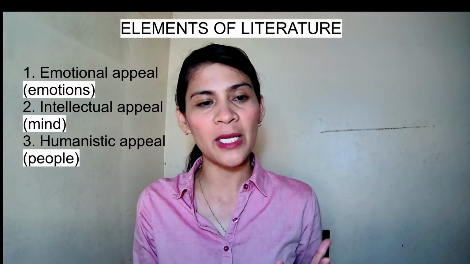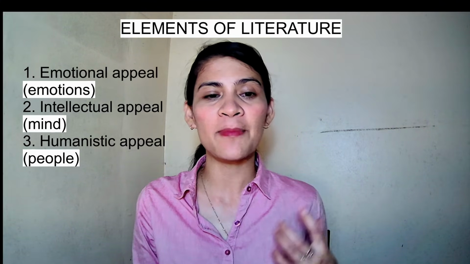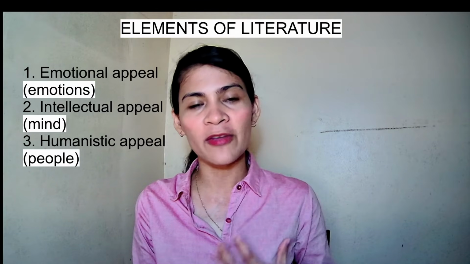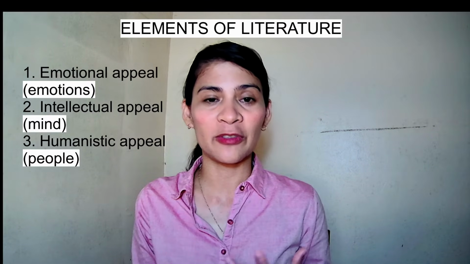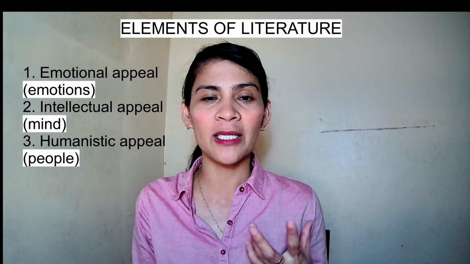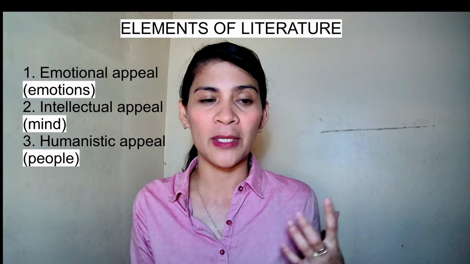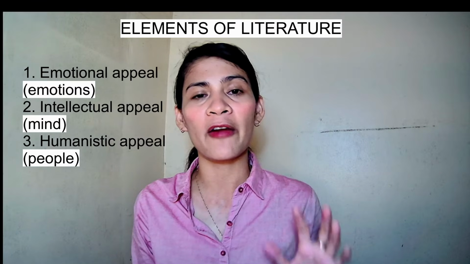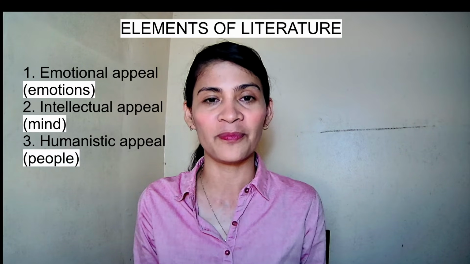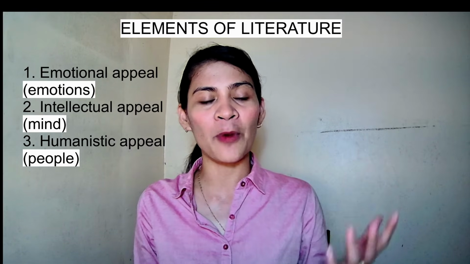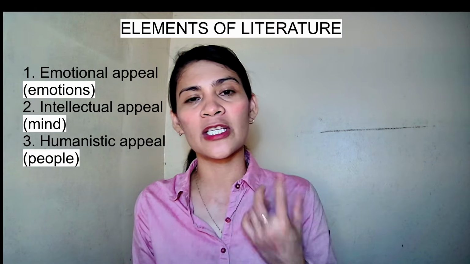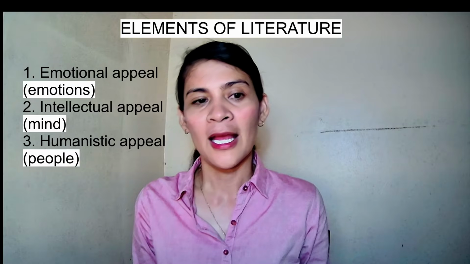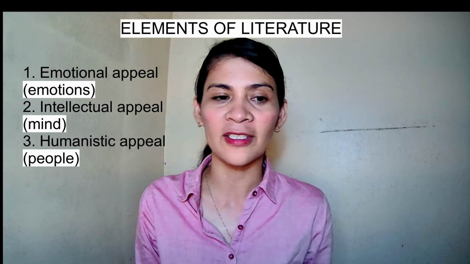When you talk about emotional appeal, this is attained when the reader is emotionally moved or touched by any literary works. It touches the emotions of the reader. So this is the purpose of literature. Intellectual appeal, it touches your intellectual abilities. Humanistic value can be realized when the literary work affirms the dignity and worth of all people. Okay? Again, the important elements of literature are when it touches your emotion, when it touches your intellectual capability, and when it touches people. And those are the important elements of literature.